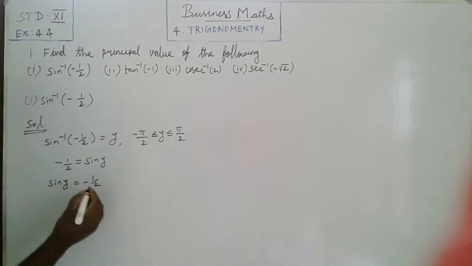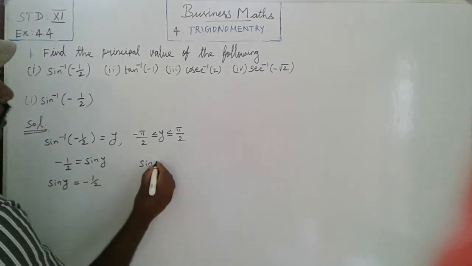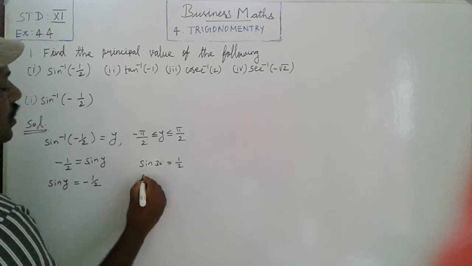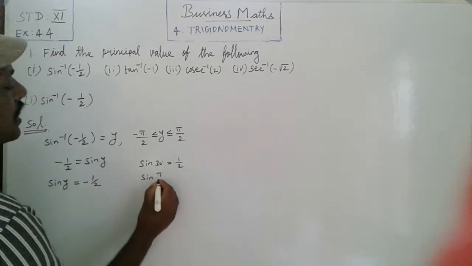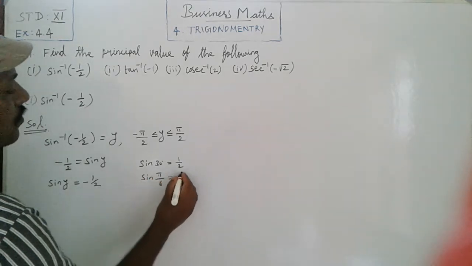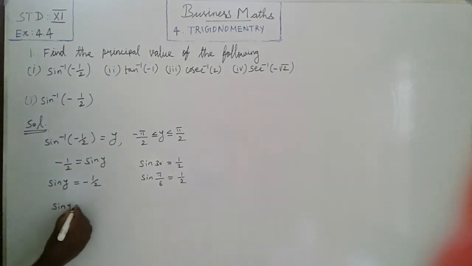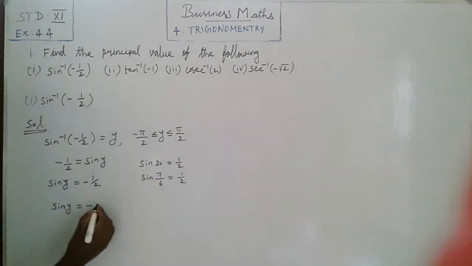What value is it? Sine 30 degrees is 1 by 2. We know that 30 degrees is pi by 6. Sine pi by 6 value is 1 by 2. So we should substitute here. Sine y equal to minus 1 by 2 is what? Sine pi by 6.